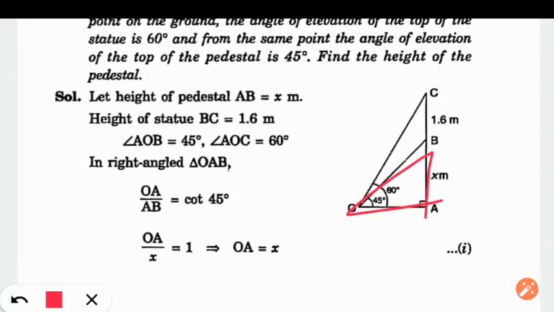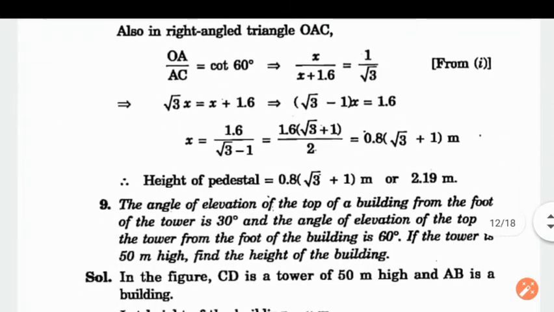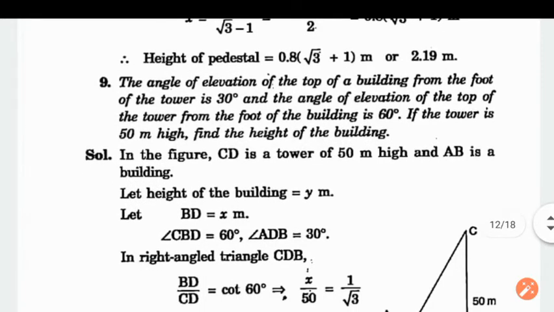So, by using the first triangle, that means this one, triangle AOB, we have found the base OA, which is x. Now, by using the bigger triangle, by using the cot of 60 degree, we got one expression, we got one equation in x, and with the help of that equation we found the value of x. Understood? This is what we have done in this question. Now, let us move to the next question, question number 9.